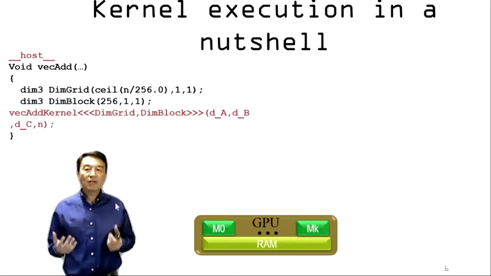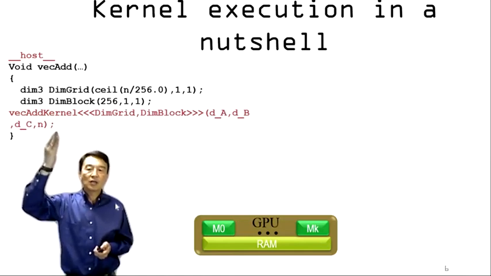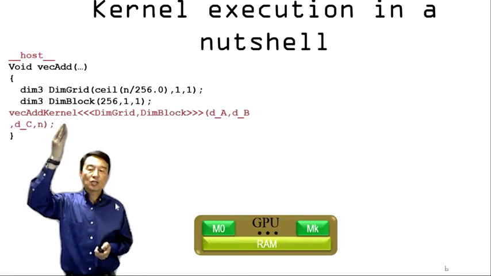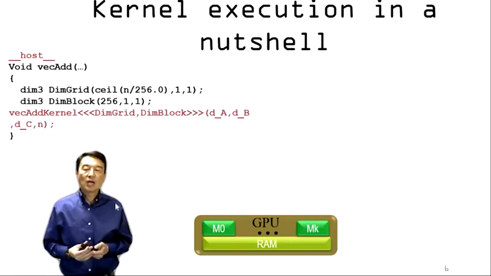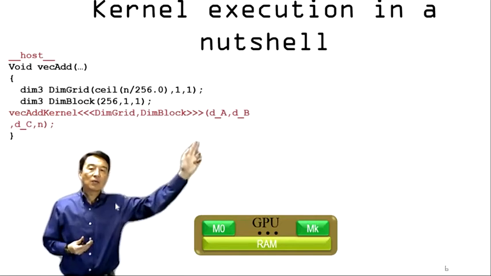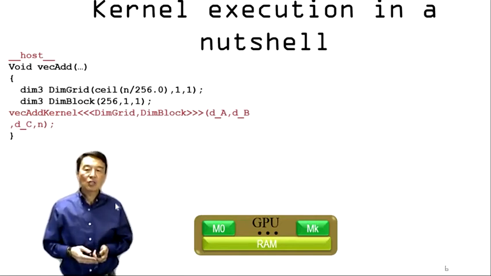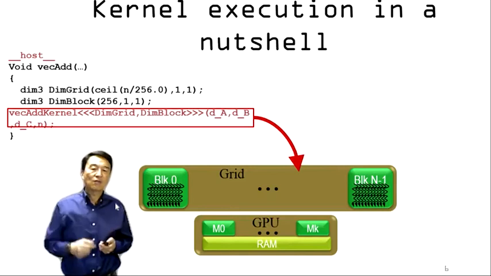So now let's put everything together. The kernel execution works as follows. In the host code, you have a host function, and then the host function can launch a kernel by calling the kernel function just like any other C function, but with additional configuration parameters. The configuration parameters need to be preceded by 3 less-than signs and followed by 3 greater-than signs. And so once we launch the kernel, the hardware will generate a grid of threads to execute the kernel function. Every thread will be executing this kernel function.